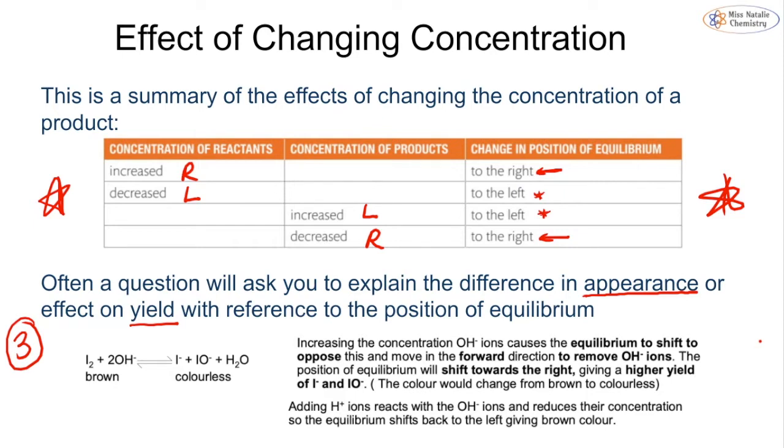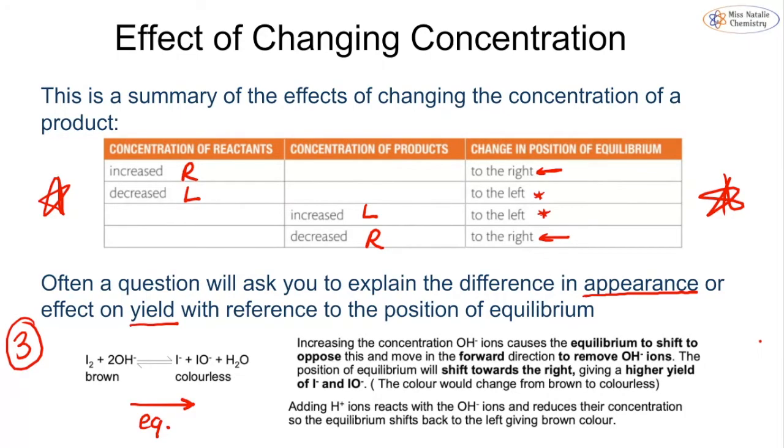So if we look at the example here, my reactants are brown in colour and my products are colourless. As I increase my concentration of the OH ions, so increasing the concentration of my reactants, I'm going to shift the equilibrium to the right. So my equilibrium will shift towards my products. That will then give a higher yield of the products, and it would cause the colour to change from brown to colourless, or you may even just see it getting slightly paler.